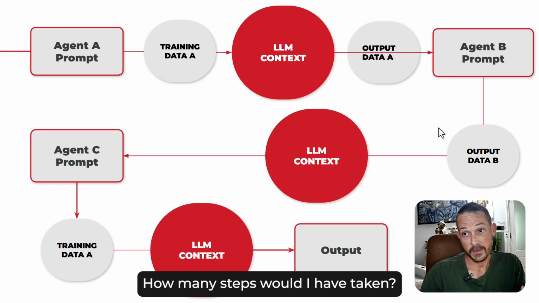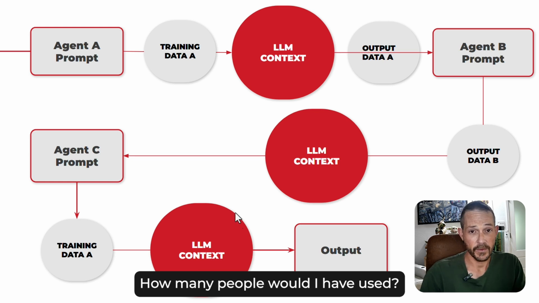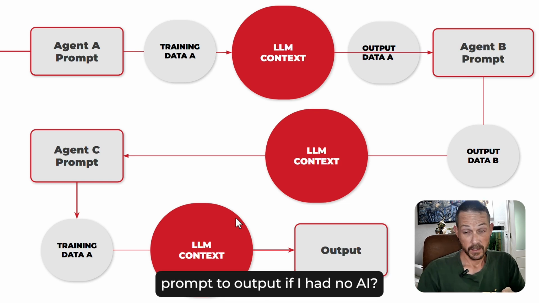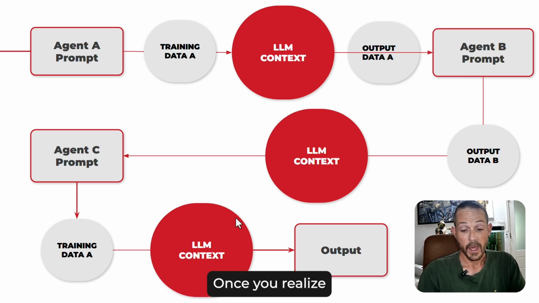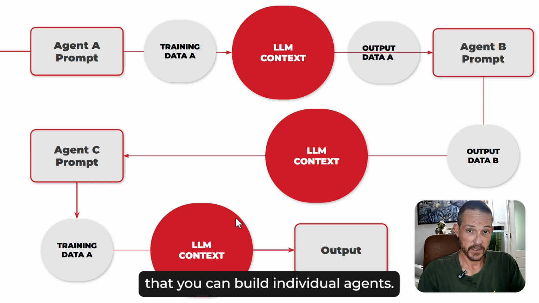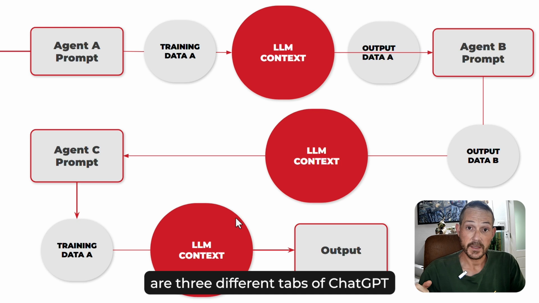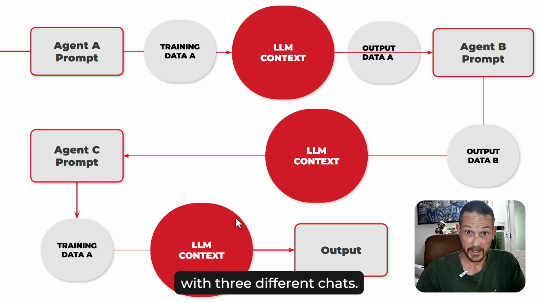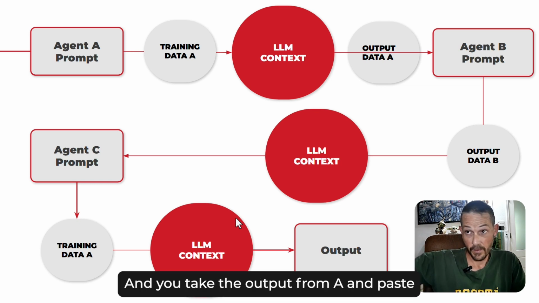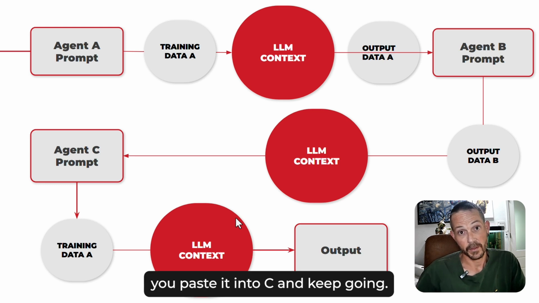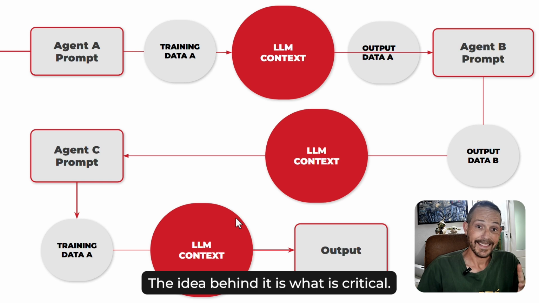How many steps would I have taken? How many people would I have used? How many different hats would I have put on to get the data from prompt to output if I had no AI? Once you realize that, you can build individual agents. Agent A, Agent B, and Agent C are 3 different tabs of ChatGPT that you have open with 3 different chats. You take the output from A and paste it into B, you take the output of B, paste it into C, and you keep going. It's not complicated. The idea behind it is what is critical.